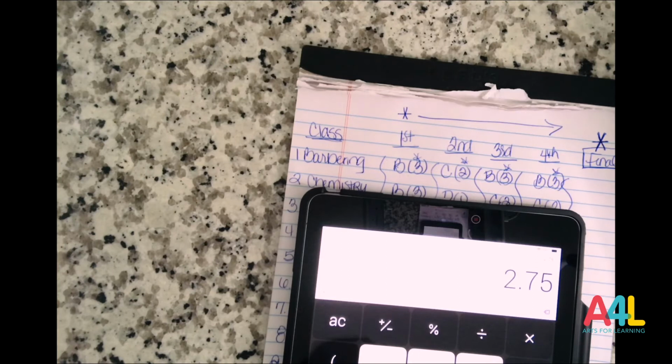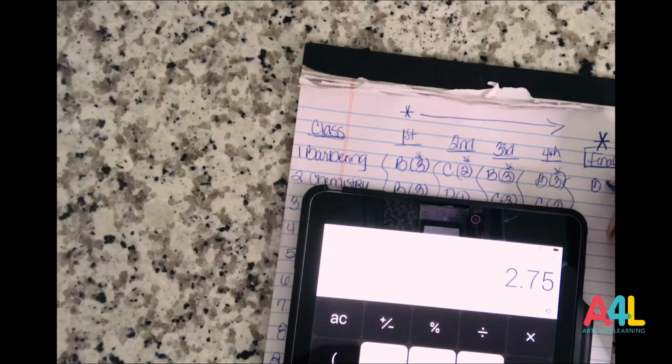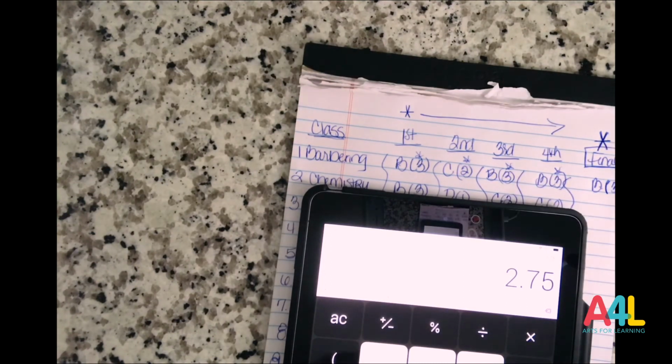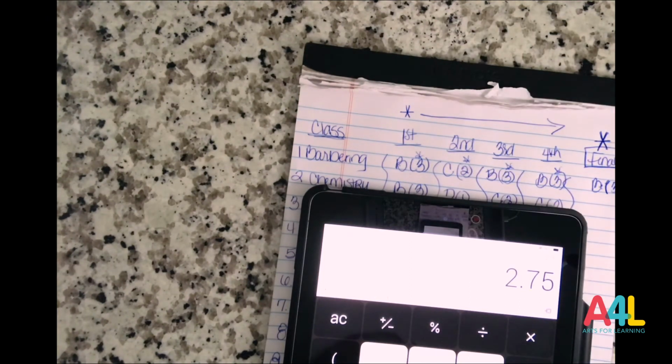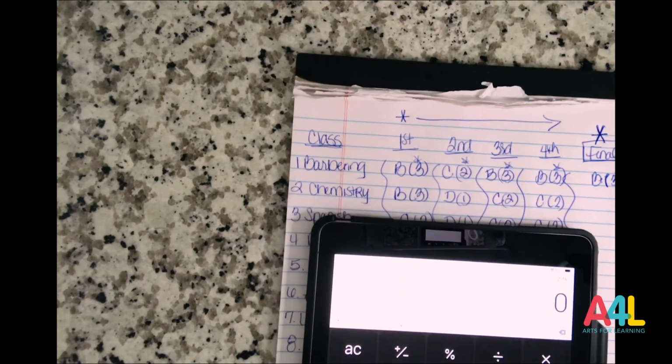A 2.75 is a low B. So the final grade is going to be a B. What's the point associated with this B? It is 3. Now, understand, yes, you earned a 2.75, but at the end of the day, the final grade is a B. Does that make sense? Okay, cool. So now let's go ahead and do it for the next class.